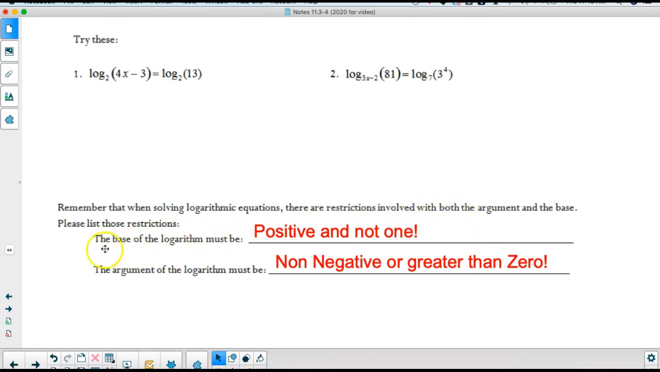The restrictions are the base of a logarithm, okay? So the base of your logarithm has to be positive, and it cannot be 1, okay? The argument of the logarithm in the end must be non-negative. So it has to be non-negative. It has to be greater than 0. So the argument cannot be 0 either.